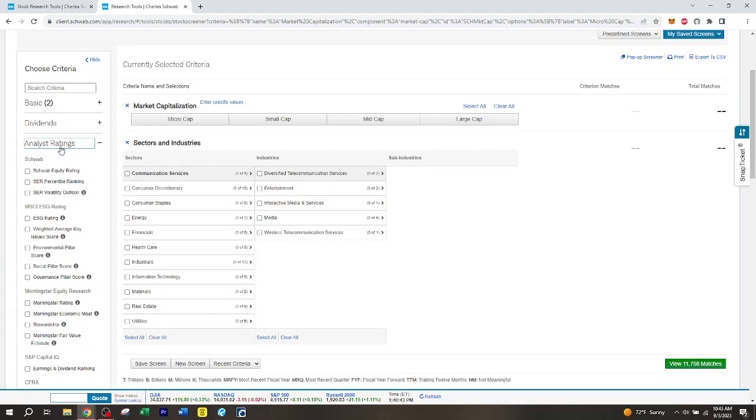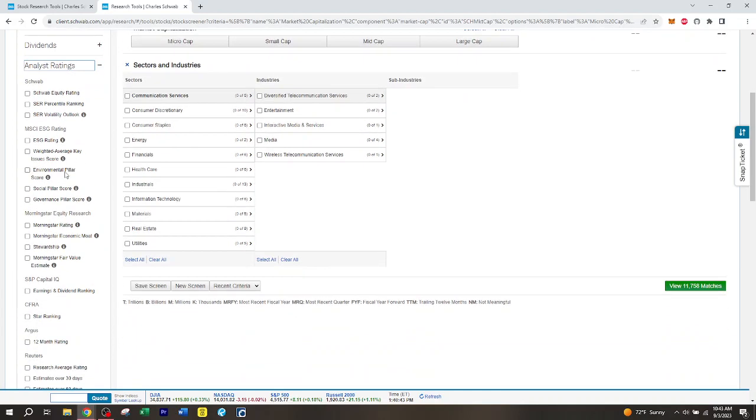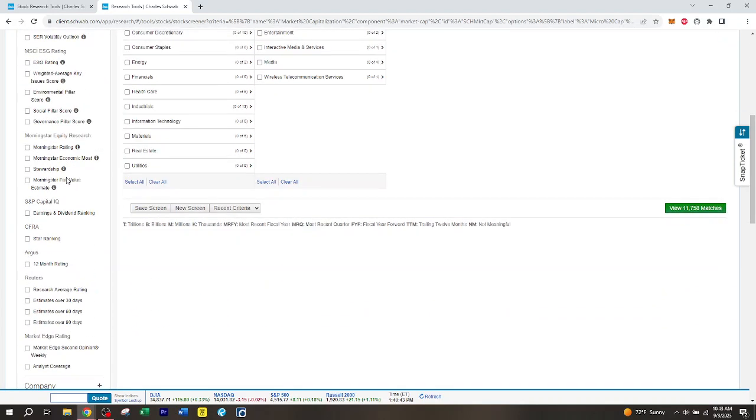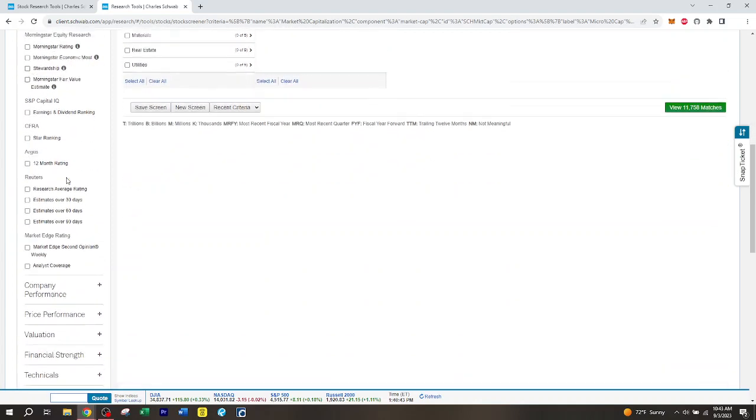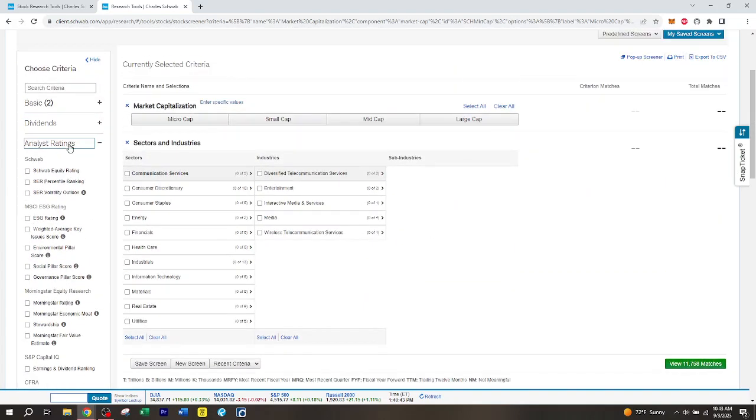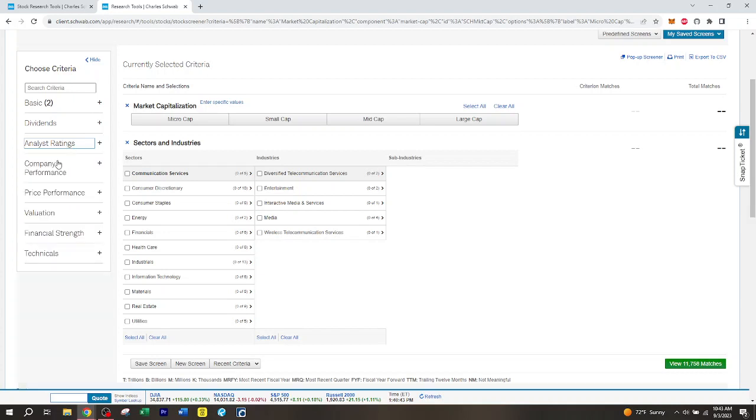Analyst rating, I don't really use this one too often. You can see what analysts think about the stock. I find this not to be very helpful, and a lot of the times it'll just be noise and get in the way of your trading criteria. So this one is not an important part of what I'm looking at.